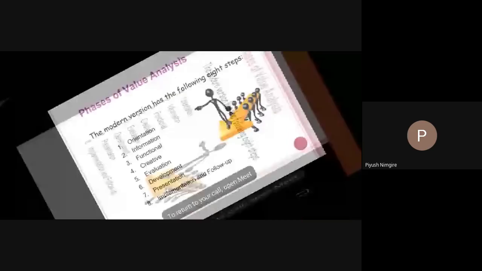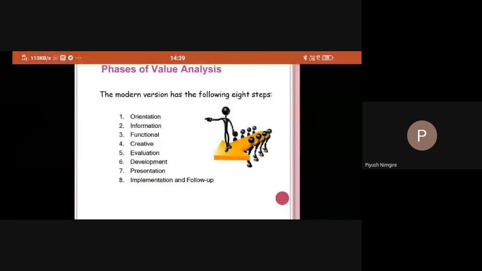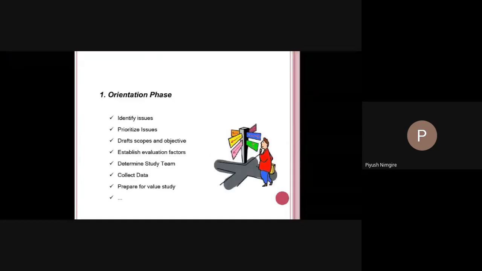So the first phase is the orientation. In the orientation phase, we need to follow some of the steps. That is, identify the issues.